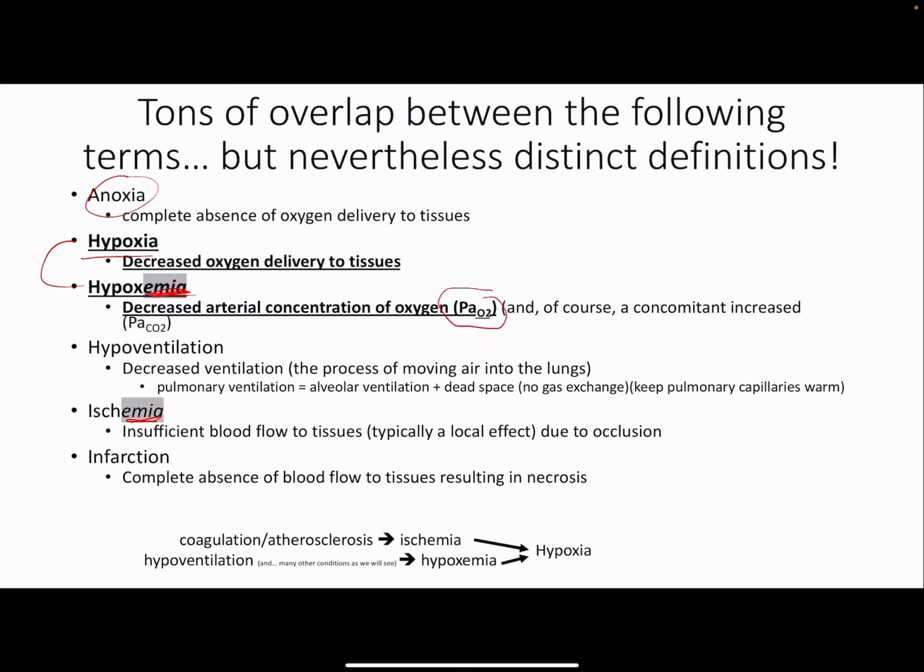Hypoventilation: ventilation is the process of getting air in and out of the lungs, so hypoventilation means you're not getting enough air in and out of the lungs. This could be a low ventilation rate or low tidal volume. Ischemia, again, emia is blood, so this is insufficient blood flow to tissues, and then infarction would be a complete absence of blood flow to tissues, which results in necrosis. So a clot could lead to ischemia or an infarction, and that could lead to hypoxia.